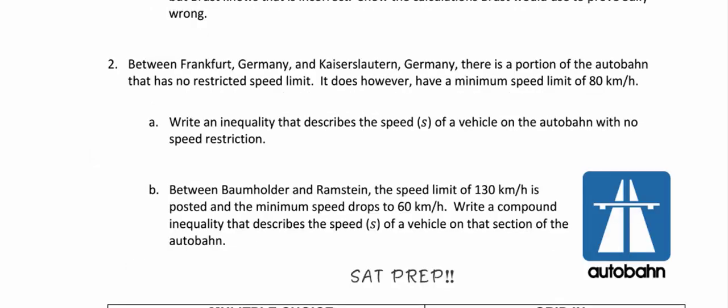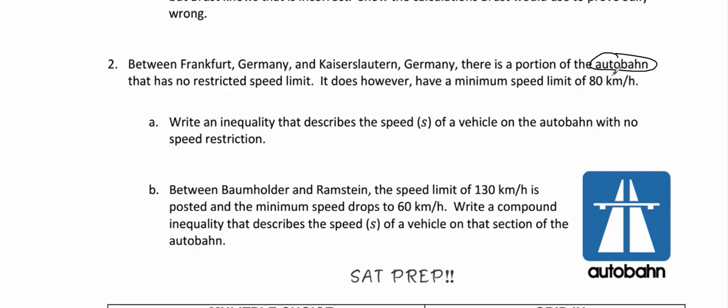Between Frankfurt, Germany and Kaiserslautern, Germany, there is a portion of the Autobahn that has no restricted speed limit. This Autobahn, if you do not know, is a highway in Germany where there are parts that literally have no speed limit. You could go as fast as you could possibly go. Now, don't kill yourself going 3,000 miles an hour, but you have to go within reason. But as fast as you can go, there's no speed limit.